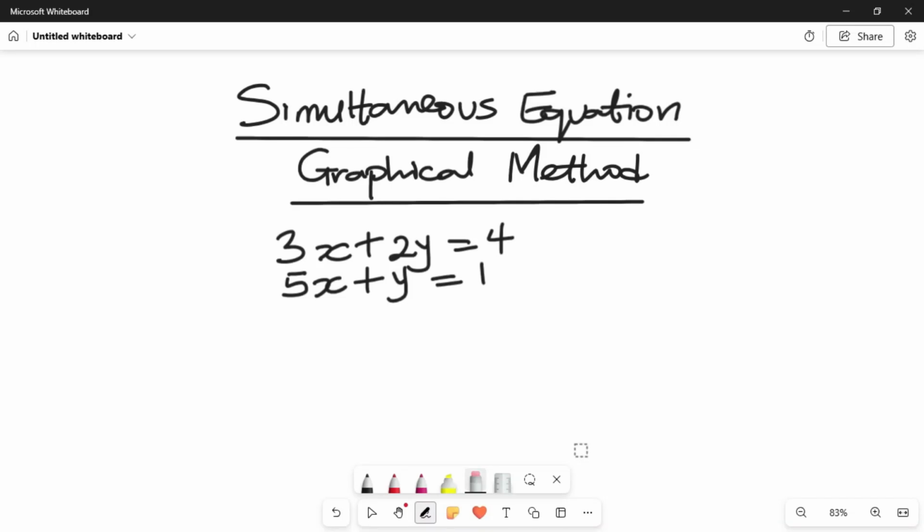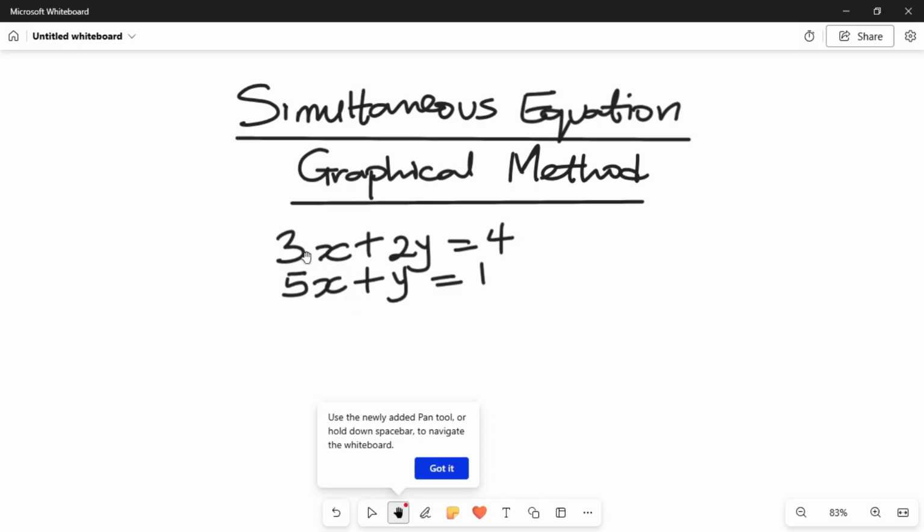So in today's video we'll be talking about simultaneous equations and we are going to solve them graphically. So we have the equations on the screen. The first one says 3x + 2y = 4 and the second one is 5x + y = 1. So using the graphical method, the first thing we are going to do is to bring out the first equation, which I'm going to do now.